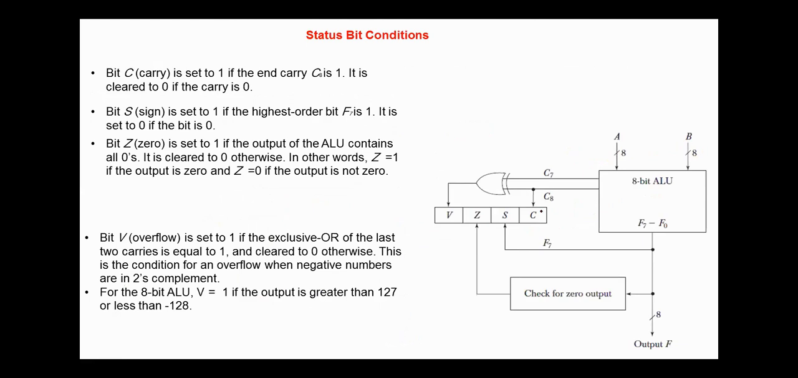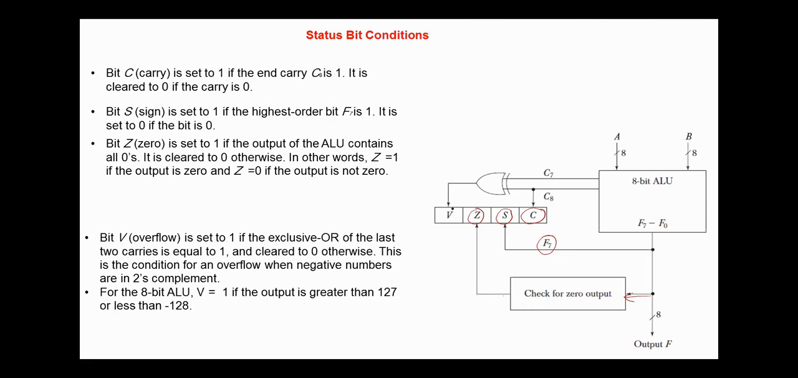Again, the carry bit is set to 1 if the end around carry, or carry 8, is 1. It is cleared if the carry is 0. The sign bit is set to 1 if the highest order bit F7 of the result is 1. Otherwise, it is 0. The zero flag or Z flag is set to 1 if the output of the arithmetic logic unit contains all zeros. It is cleared otherwise.